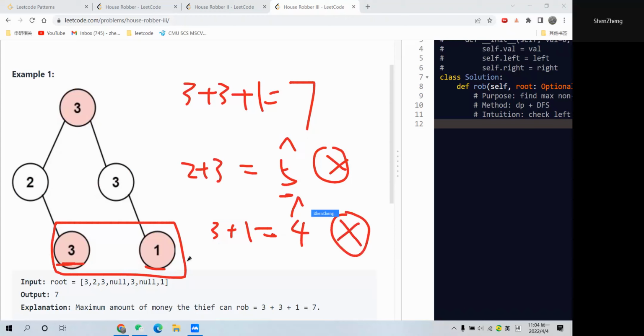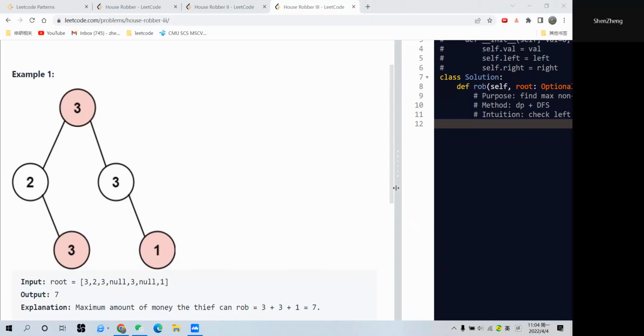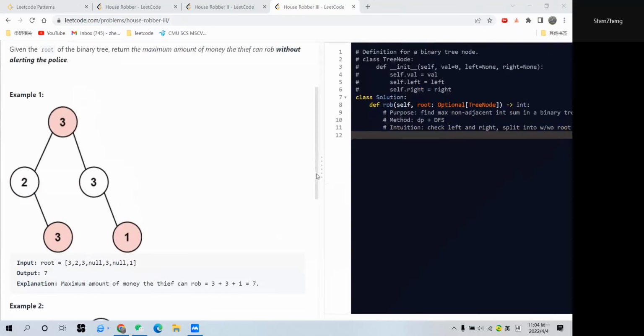And the best solution we can get, as shown in the question, is 7, which means we rob this house, this house, and this house. Okay, I think the problem description is quite straightforward. Now let's think about how to solve this problem.